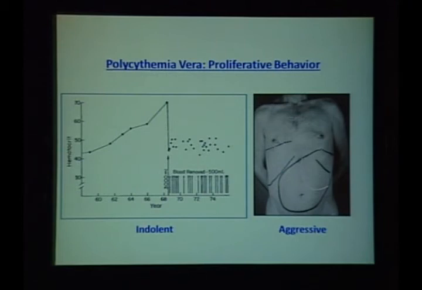And finally, are there different kinds of polycythemia vera? Well, yes, there are. You take care of enough patients, you'll find some patients who manage to get their hematocrit up to a high value, and then you phlebotomize them, and you can keep phlebotomizing.